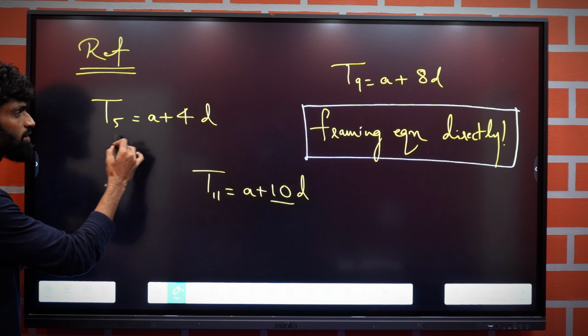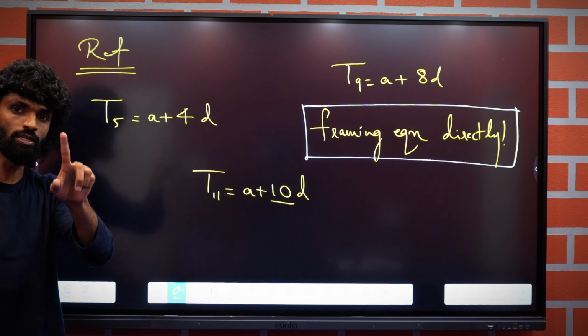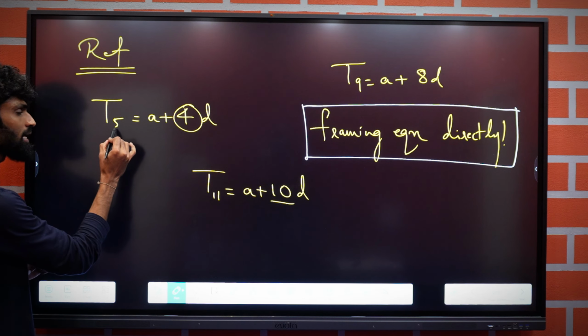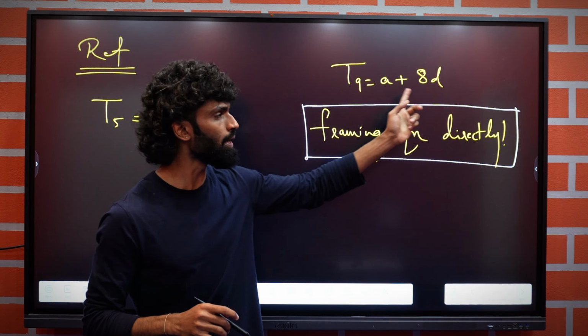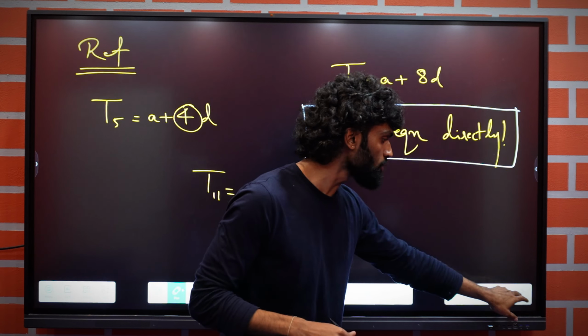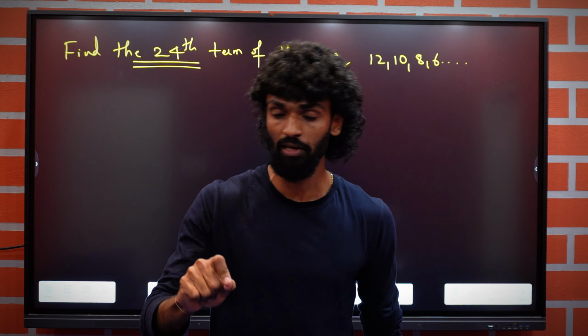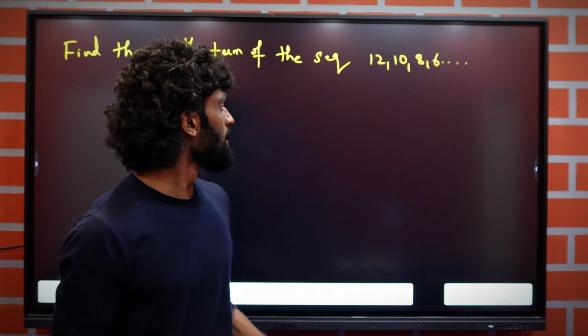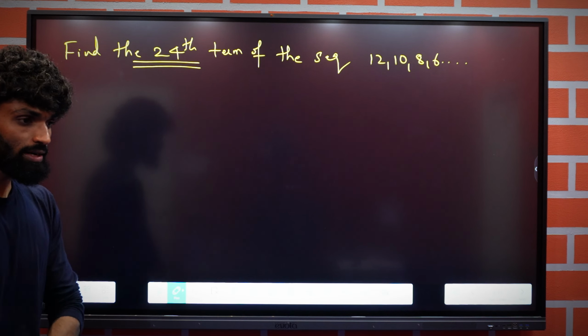Look at this, T5 equals a plus 4d. Now what is a? The first term. Why did it become 4? Because it's 1 less than the left hand side. Similarly, T9 became a plus 8d. In this way, you will be able to frame equations faster rather than sitting and wasting time. The first question, let us try to analyze the data first.